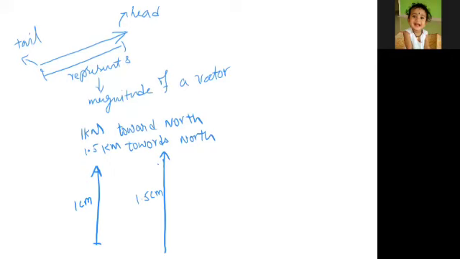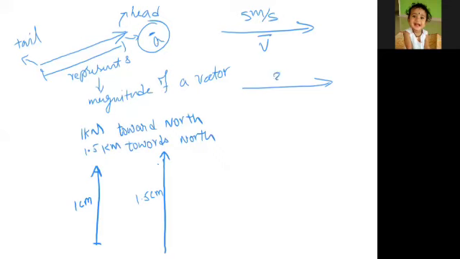And a vector is represented by a small letter or a capital letter with a bar over it. That is the representation of a vector. So a velocity vector, let us say 5 meters per second towards east, is represented by v bar, or a displacement vector 2 kilometers towards east is represented by, let us say, s bar. So all the vectors are usually represented with a bar over the letter.